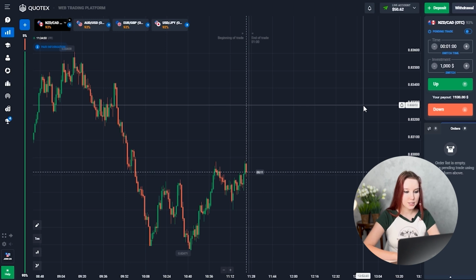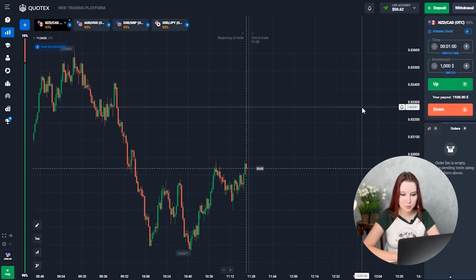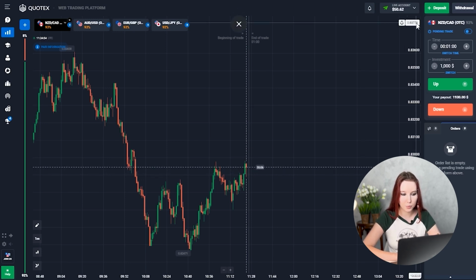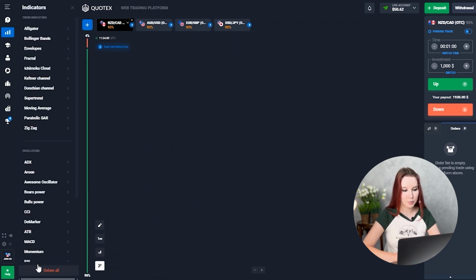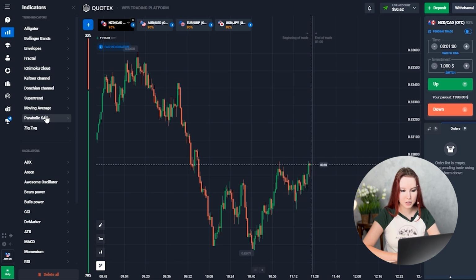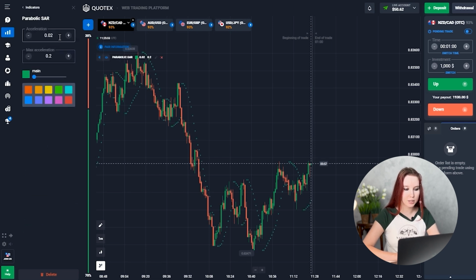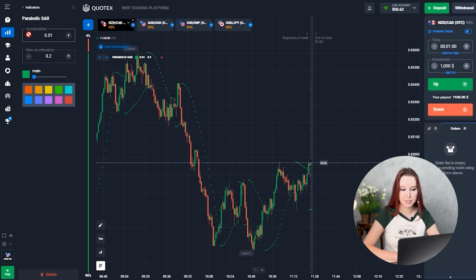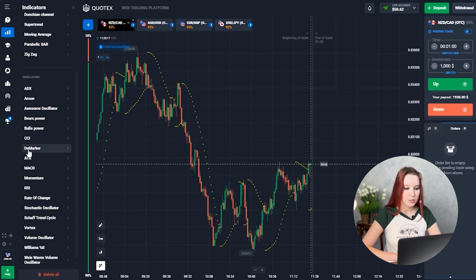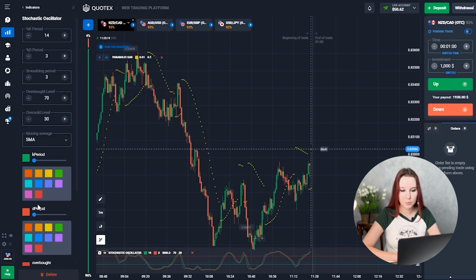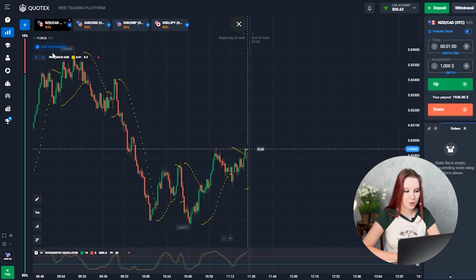So guys, as you can see, I already have 50 bucks on my deposit. This is the minimum amount which I recommend trading on QUOTEX. And let's move on to the announcement of the indicators. A subscriber recommended me to use parabolic SAR, but with slightly different settings of 0.1, and I want to choose the color yellow. I like that a lot better. So let's see, combining it with my favorite stochastic, of course.